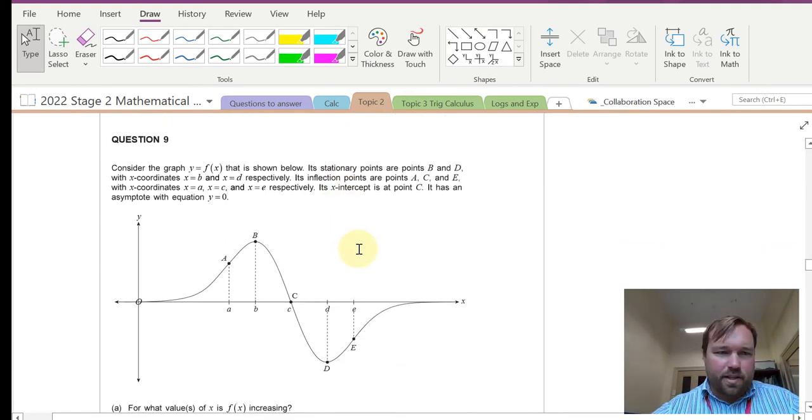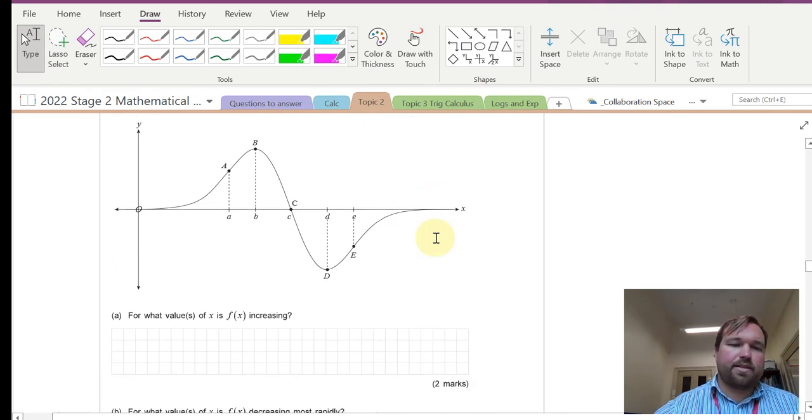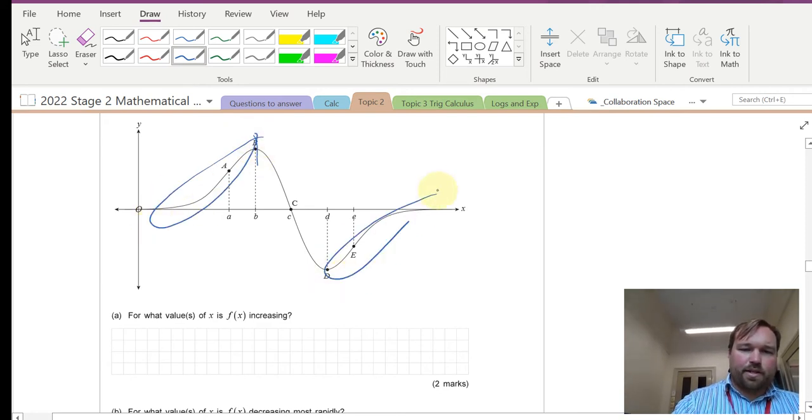Alright, consider the function y equals f of x as shown below. The stationary points are b, d. So stationary points are b and d. Cool. Inflection points are a, c, e. Nice. Its x-intercept is the point at c and has an asymptote at y equals 0. Alright, so asymptote's off the flat there. For what values of x is f of x increasing? Well, it's increasing in this portion, and it's increasing in this portion.